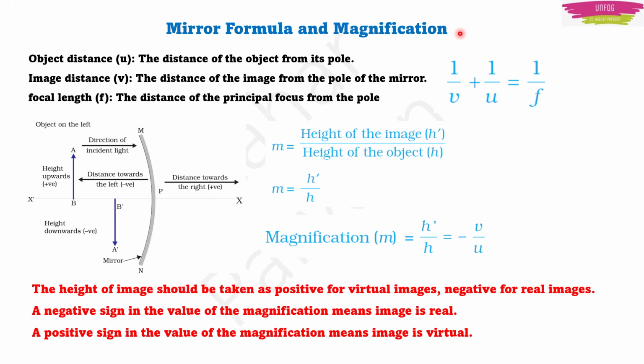Why I am using minus here, there is a reason. Negative sign I will use if the image is real. Positive sign I will use if the image is virtual. Magnification of the image will be negative if the image is real. This happens in concave, right? Except in one situation. And a positive sign for the magnification means the image is virtual. This happens in convex mirror, right? And in the one last situation in the concave mirror. Now the height of the image should be taken as positive for virtual images, negative for real images. That you have to remember.